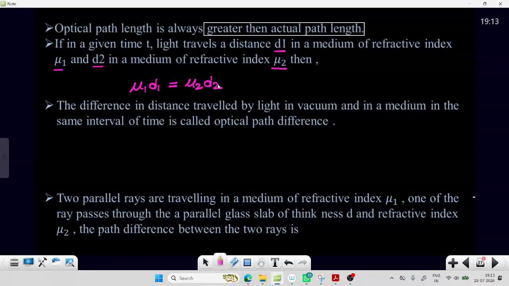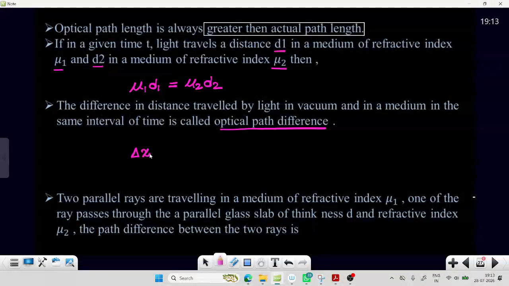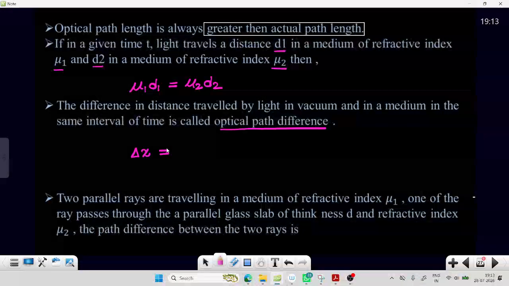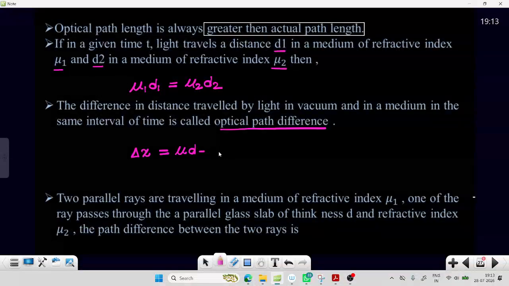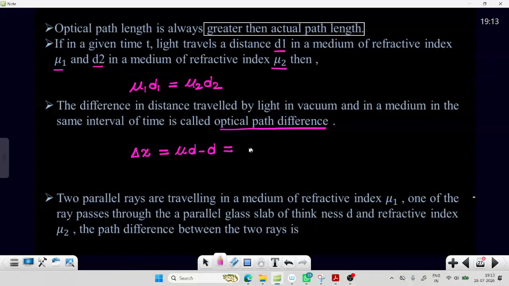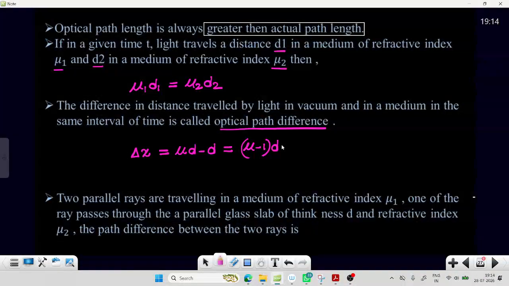Next, the difference between the two distances is called the optical path difference. Optical path difference is denoted as delta x. The actual distance is d and the optical distance is mu d. Optical distance minus actual distance is given as mu minus 1 into d. This is called the optical path difference.